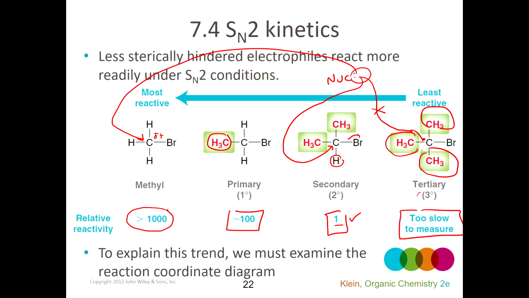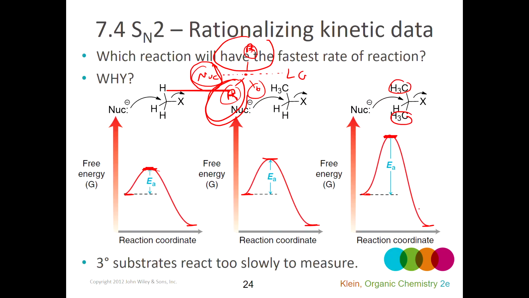And if I have methyl groups or R groups at all three of those positions, it's too crowded for me to even measure any product production in a given period of time. So the tertiary substrate reacts too slowly to even measure. So we can't measure how high its transition state is, but we could say it's definitely much higher than the secondary, primary, or methyl.